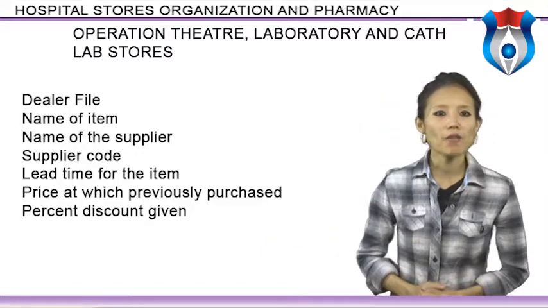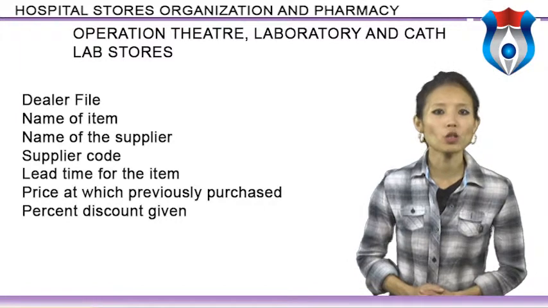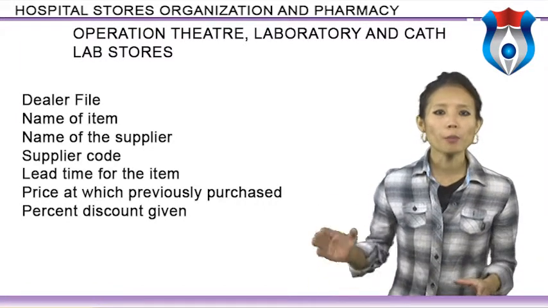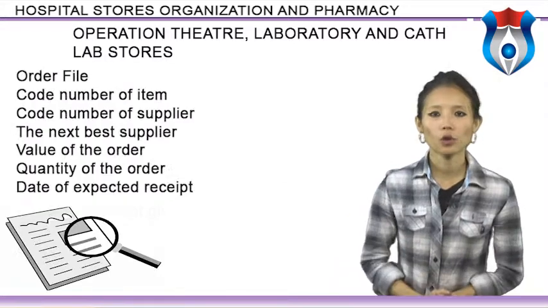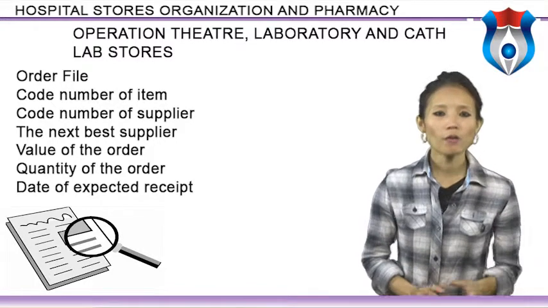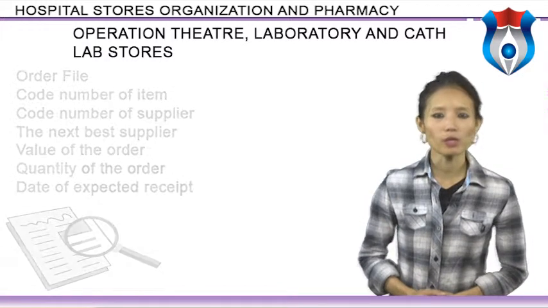Dealer file: name of item, name of the supplier, supplier code, lead time for the item, price at which previously purchased, percent discount given. Order file: code number of item, code number of supplier, the next best supplier, value of the order, quantity of the order, date of expected receipt.